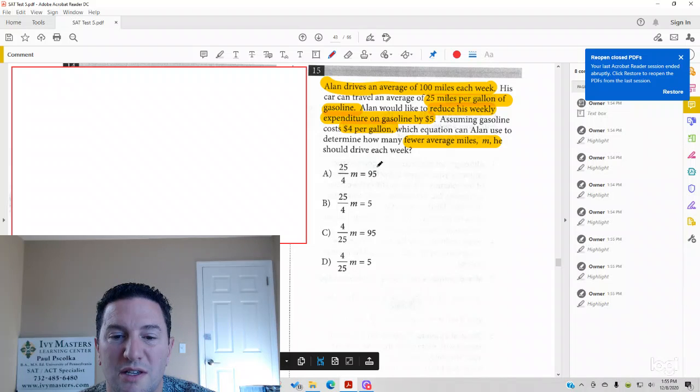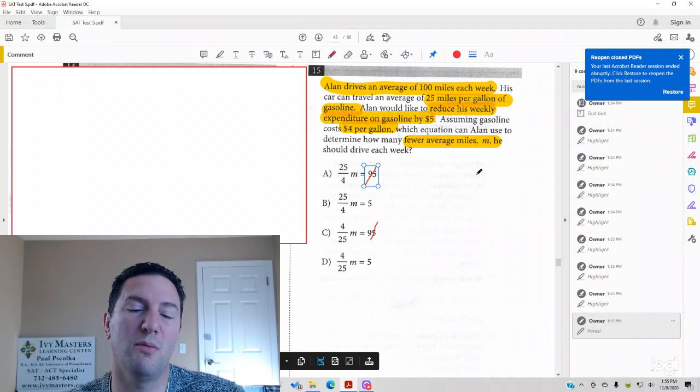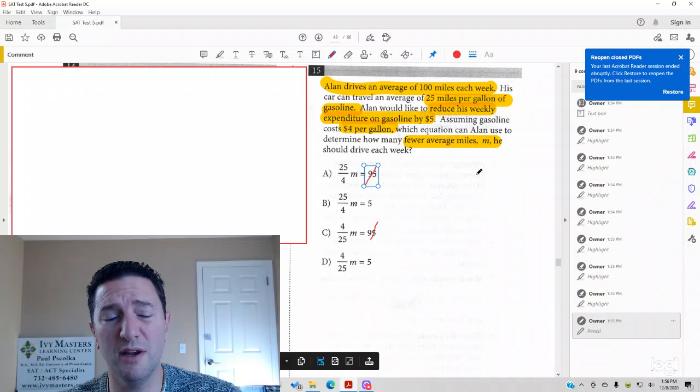Notice in answer choices A and C, there is 95 on the other side of the equation. How would you get a 95 there? The only thing you could do with the numbers up top to get a 95 is do 100 miles each week minus $5, but it doesn't make any sense at all to subtract $5 from 100 miles each week. So we can narrow it down to B and D based on that.